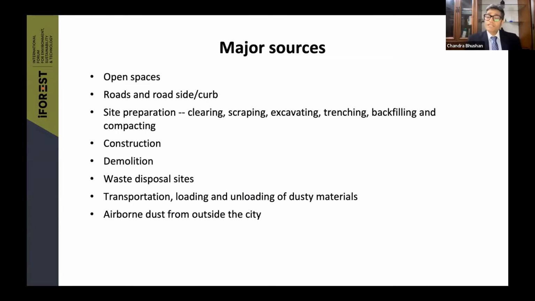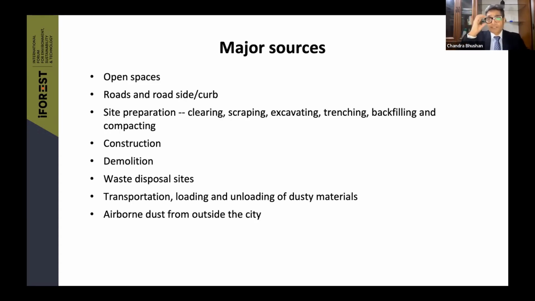Now, what are the major sources of dust in a city? The major source of dust in a city is open space. A space which is barren, open, unpaved is a major source of dust. Then you have road and roadside, which is another source of dust. And then you have dust which comes out of site preparation for large infrastructure projects, where you are clearing, excavating, trenching, backfilling, compacting the earth, a major source of dust pollution.